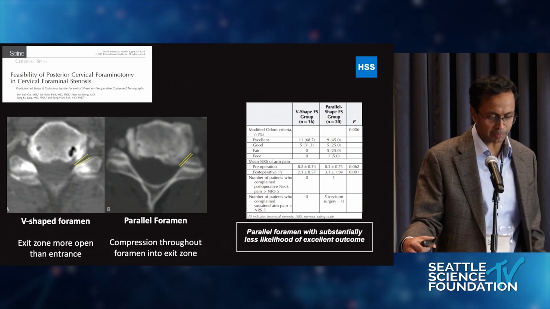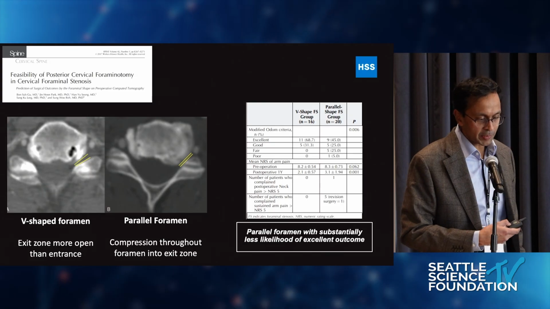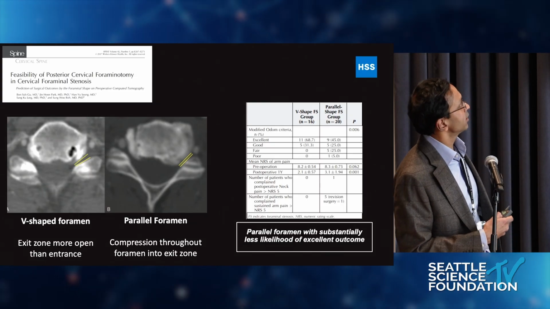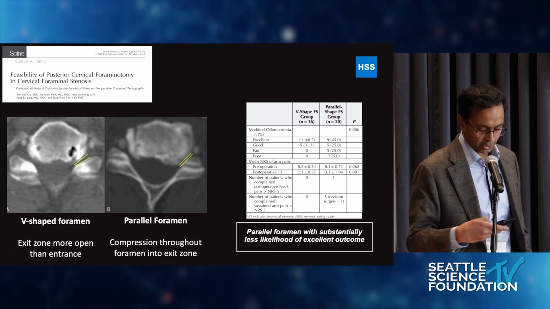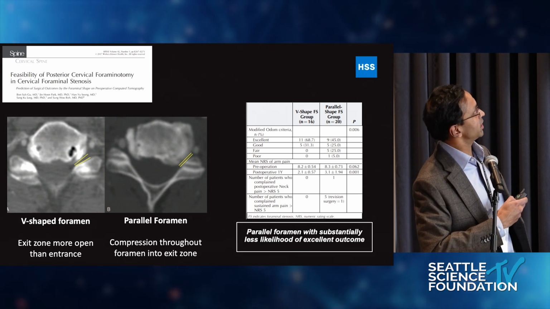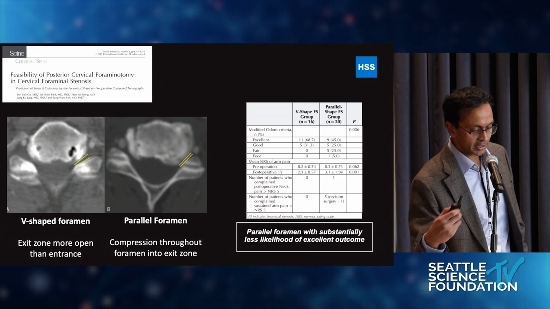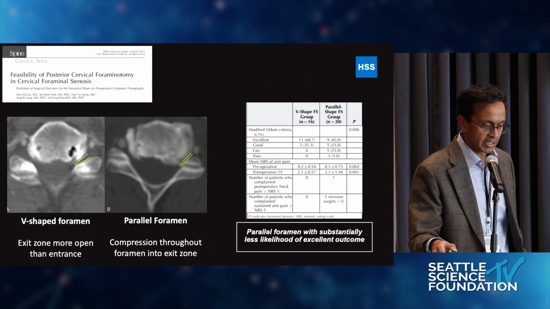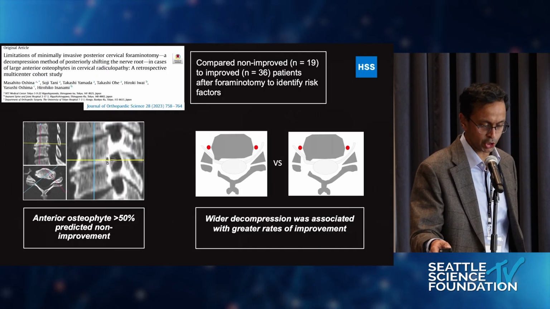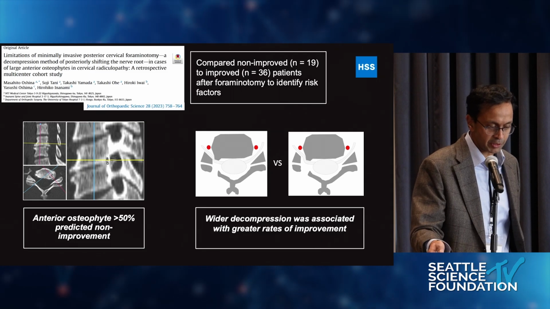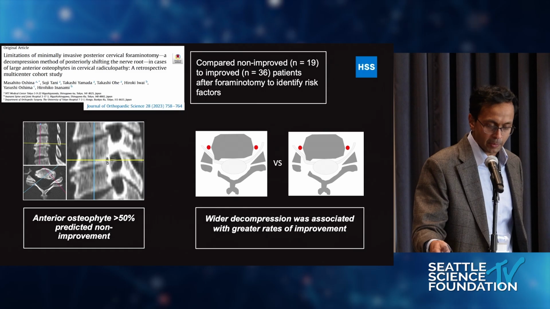A couple other important papers and radiographic factors to keep in mind. I really like this paper out of Korea, which looked at the shape of the foramen as a risk factor for failure of foraminotomy. Basically, you can have one of 2 types. You can have this V shape where the exit zone is wider, and a more parallel foramen where it's narrow all the way through. And the latter was found to have an increased risk of failure. Similarly, another paper showed that anterior osteophytes greater than 50% of the foramen and narrower decompression, as you might expect, can predict failure.